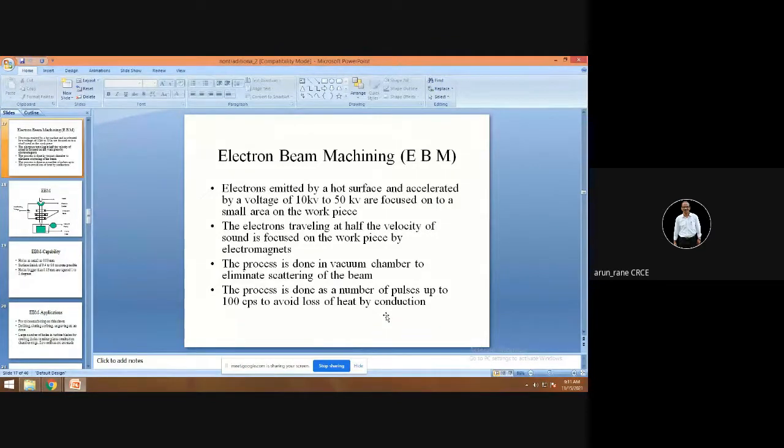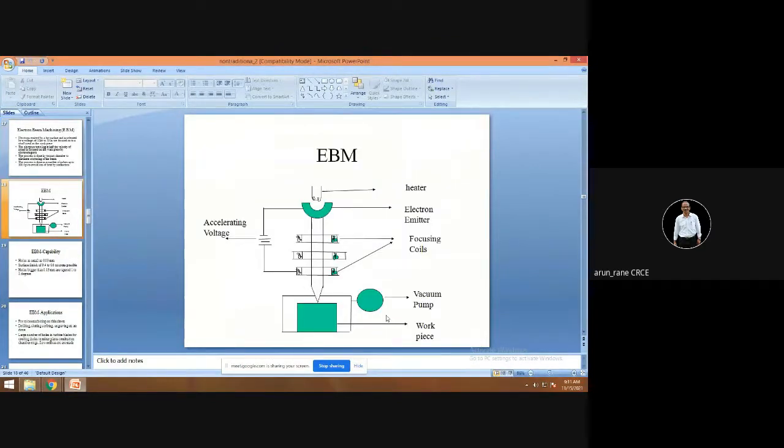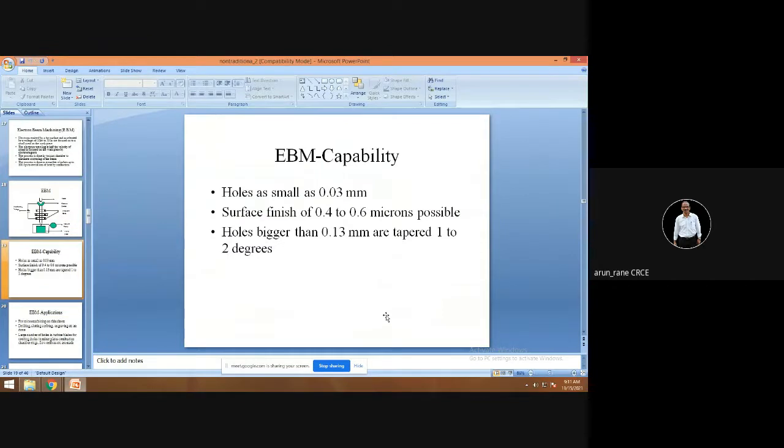Then electron beam machining. Again, this is a very slow process, but very accurate, and generally it is used for drilling long holes of smaller sizes.